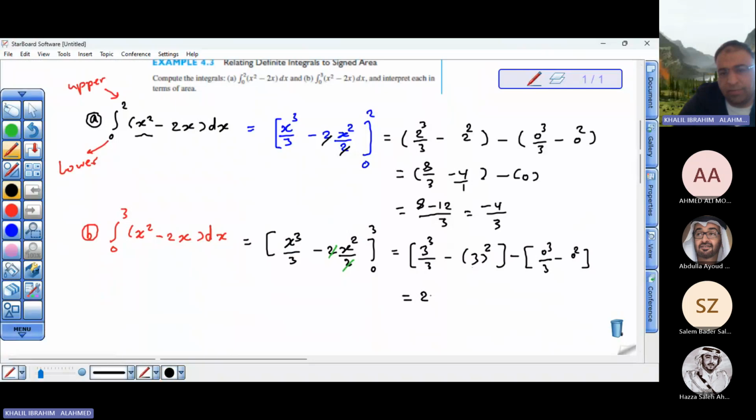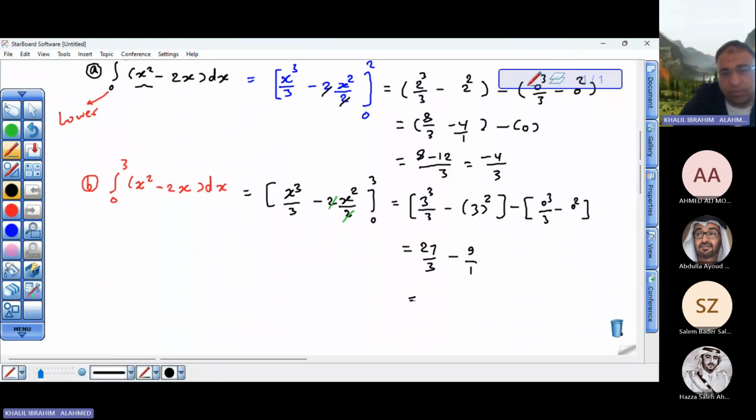This is equal to 27 over 3 minus 9. Okay, in the same way, we can use a calculator or find it like this: 27 minus 3 times 9, 27 also, 27 minus 27 is 0, over 3, this is equal to 0.